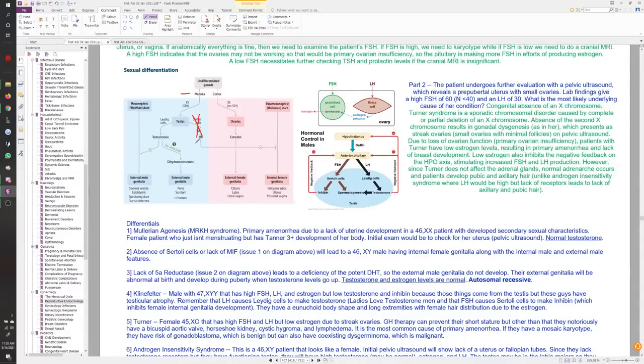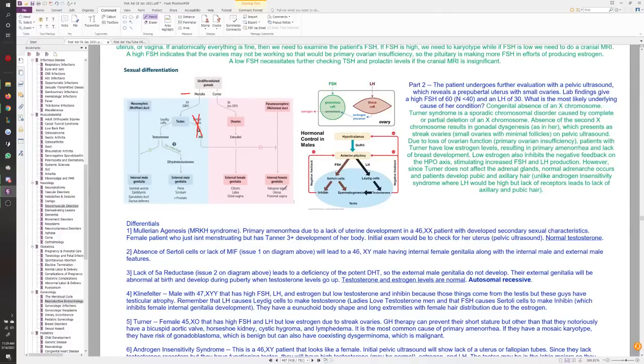Men without Sertoli cells are going to have testes that release testosterone. They're going to have mesonephric Wolffian ducts that are going to give them the internal male stuff. They're going to have external male genitalia, in which testosterone is successfully going to upregulate. And they never turned off the paramesonephric duct. So they're also going to have internal female genitalia. That is a tricky question.